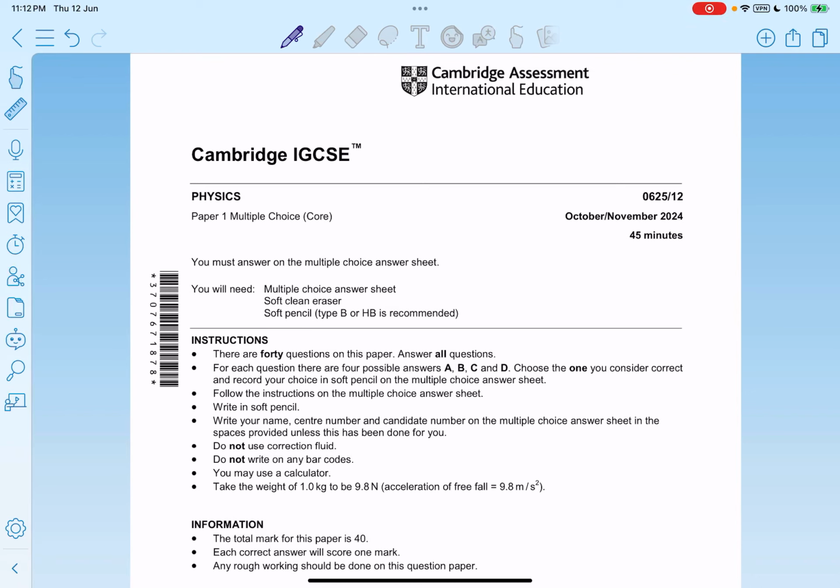Okay, 0625, paper 1-2, October-November 2024.